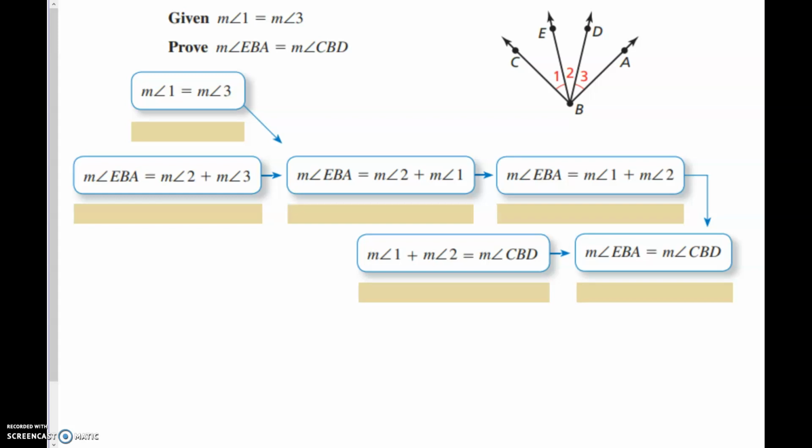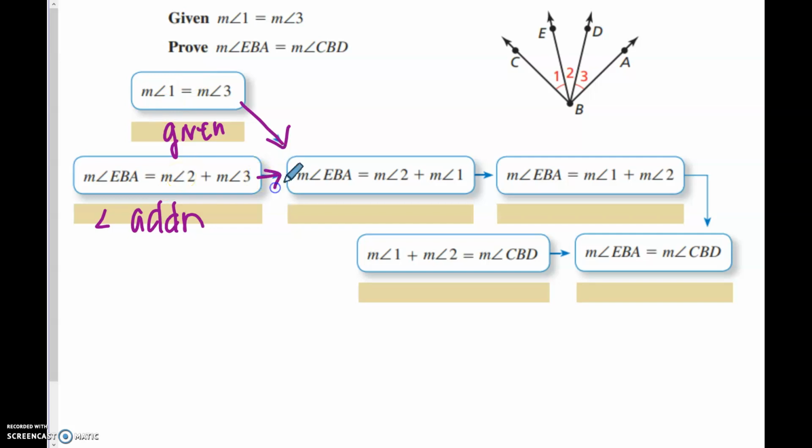All right, here's another flow chart. We wrote this one in notes yesterday when we were doing lesson 2-5. So in here, 1 and 3, so this would be given information. And then EBA is 2 plus 3, so this is angle addition. And you can see that this arrow goes here, and this is a completely separate thought. There's no arrow between them because one's given, one came from the diagram.